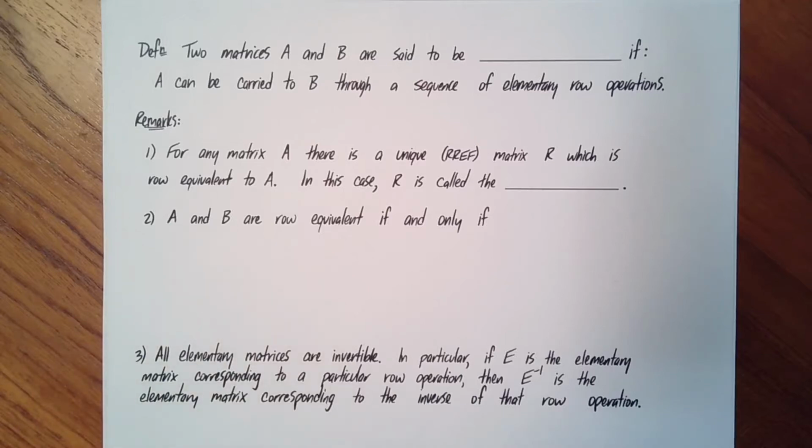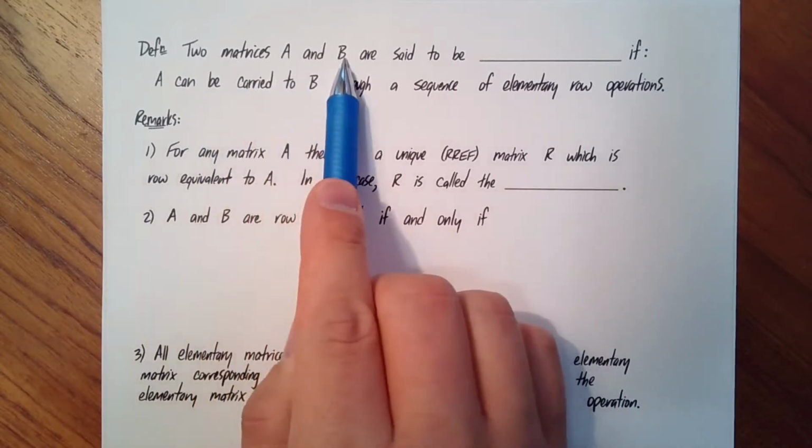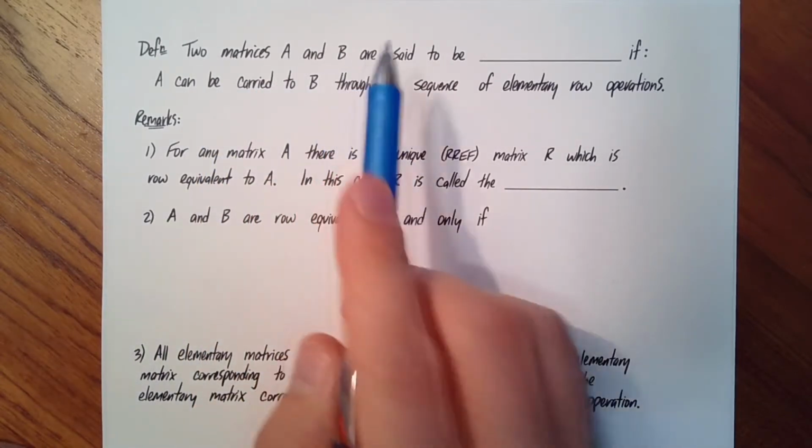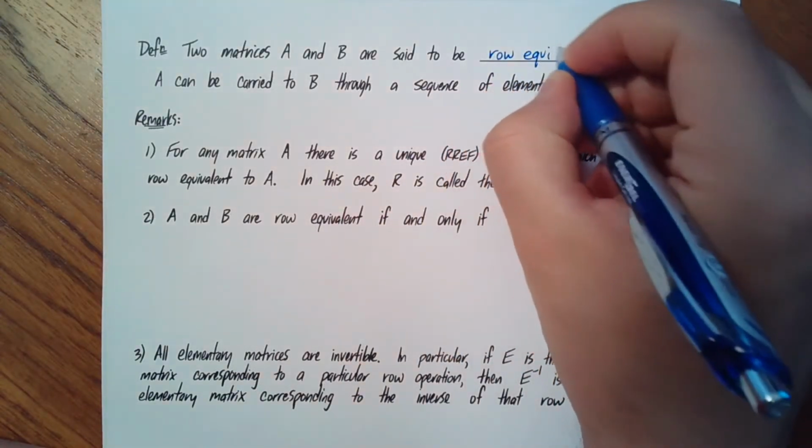So next we'll discuss row equivalence. So here's a definition that we'll fill in. Two matrices A and B, so that's what we start with. We start with two matrices A and B. They are said to be row equivalent if the following statement holds.